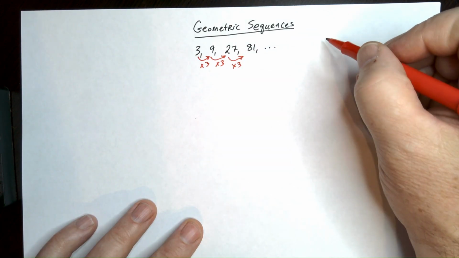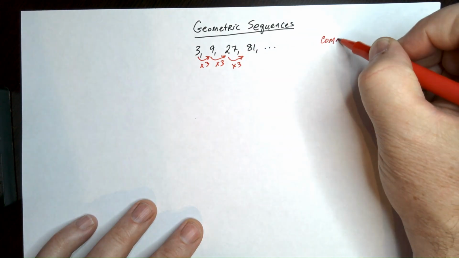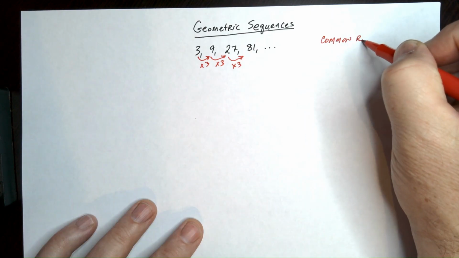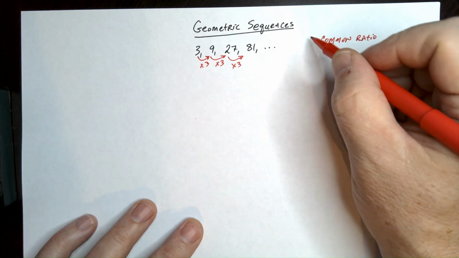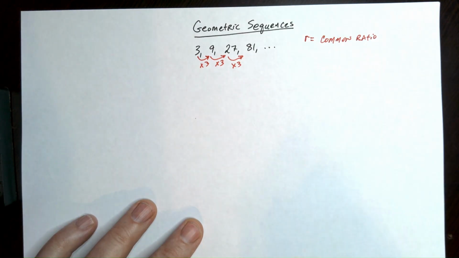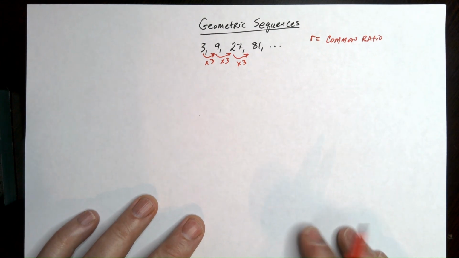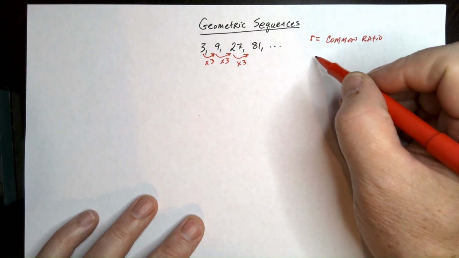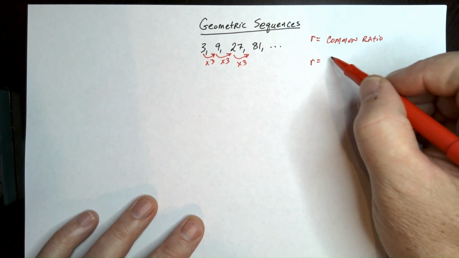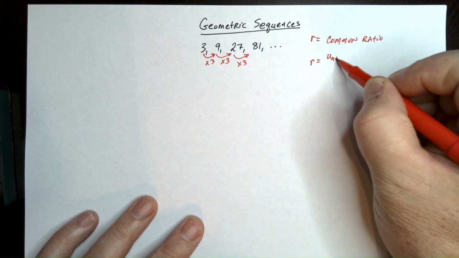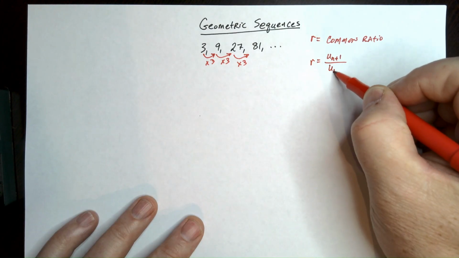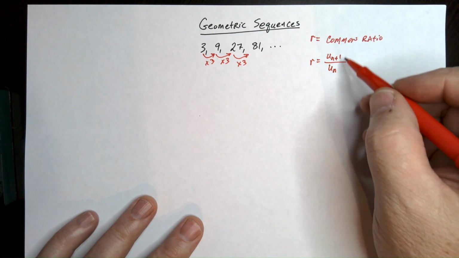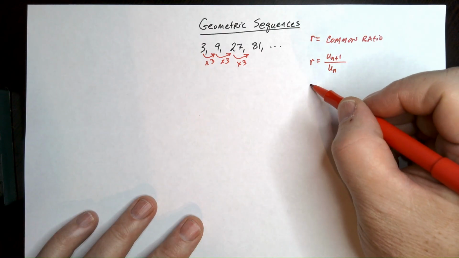Now what we call that value is the common ratio. And the letter we use to describe that in formulas is r. r is the common ratio. And so if you ever wanted to find r and you knew 2 consecutive terms, you could find it that way. So this might not make sense yet, but check this out.